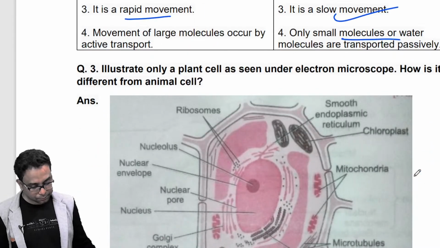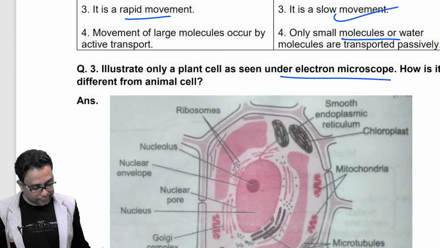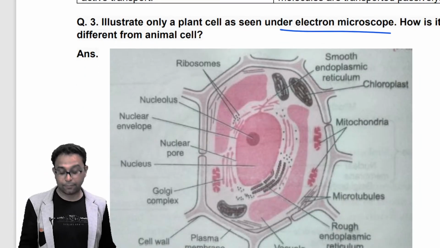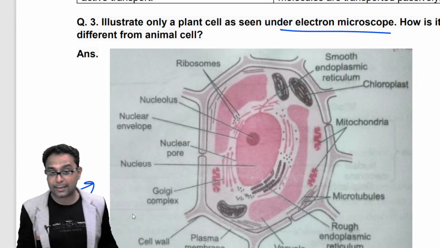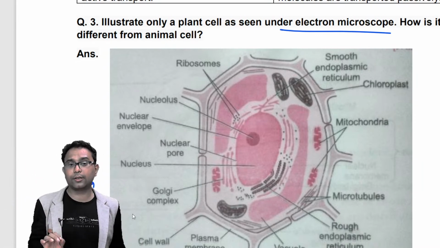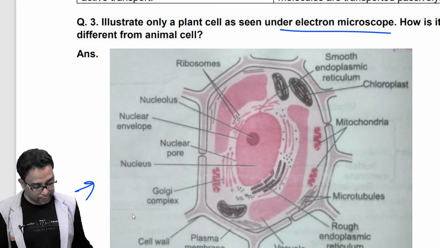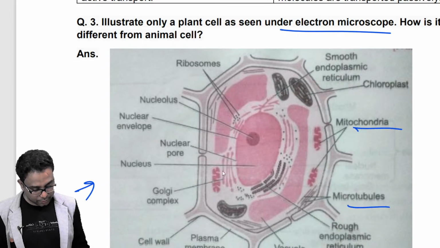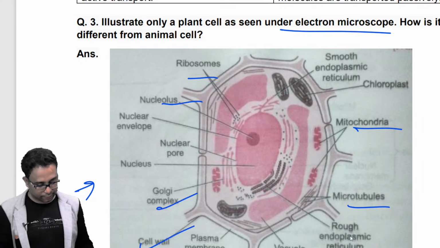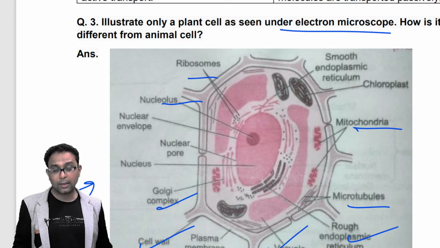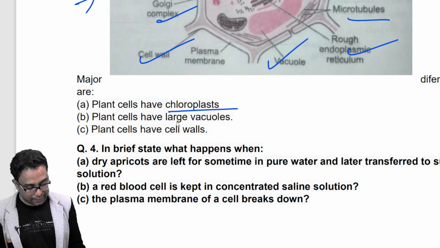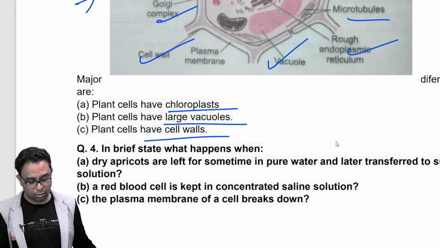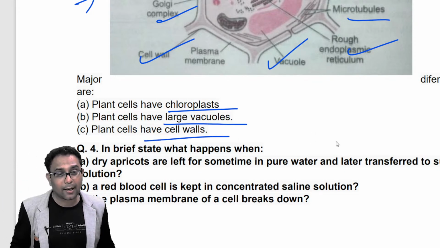Next question. A plant cell under the electron microscope, and its difference from the animal cell. This is the most important picture of the plant cell. Please draw this picture with correct labeling. It shows mitochondria, microtubules, vacuoles, ribosome, nucleus, Golgi complex, cell wall, rough endoplasmic reticulum, vacuole. These are all the different parts of the plant cell. So the plant cell has chloroplast, large vacuoles, and cell walls, which are not present in the animal cell.